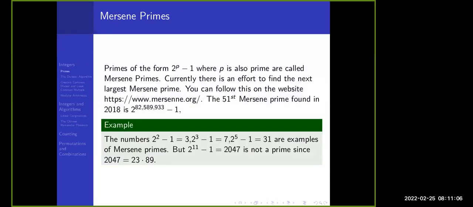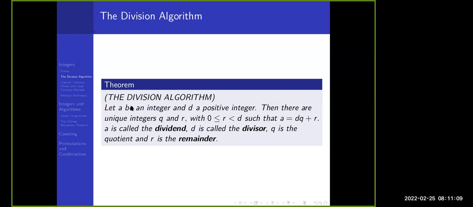So today we'll start with this division algorithm. This one says that if you have two integers, a and d, where d is positive, then you can always find unique integers q and r, where r is strictly less than d, such that a is equal to dq plus r. So this r is called the remainder, and this q is called the quotient, sorry. d is the divisor. So we are trying to divide a by d. We call d the divisor, q is the quotient, and r is the remainder.